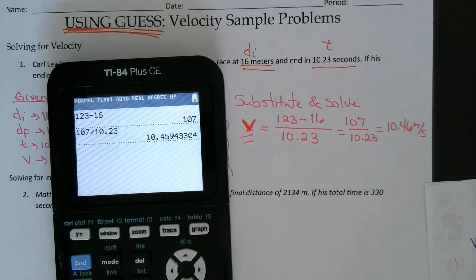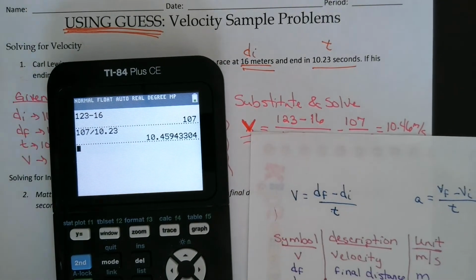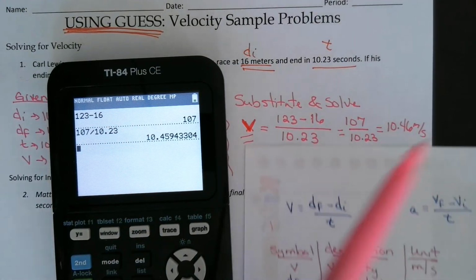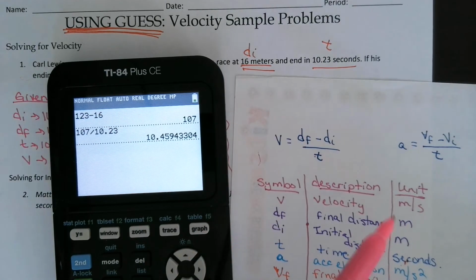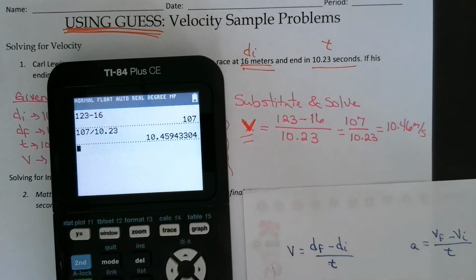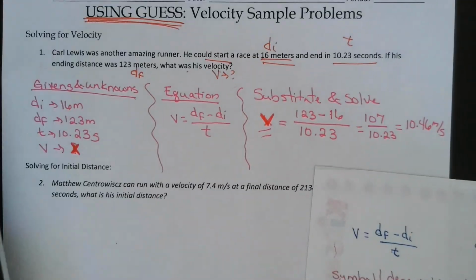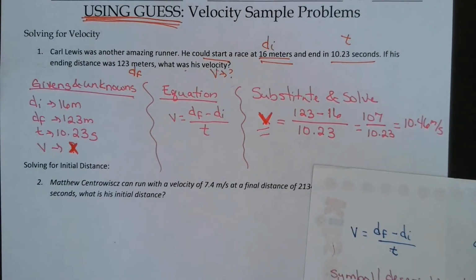Make sure you don't have naked numbers. Make sure you have a symbol or a unit with each of these. Velocity is in meters per second, so make sure I label it. This would give me my 4 points on the test or quiz.